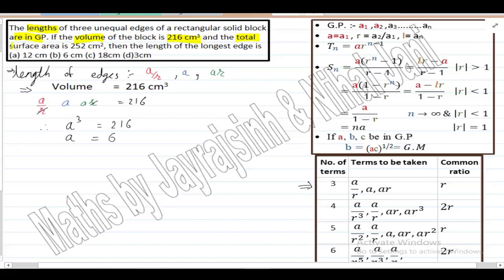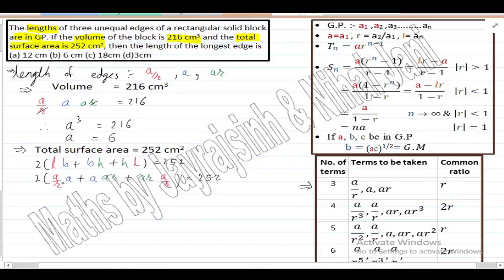The total surface area is 252 centimeter square. So first of all, let's find the total surface area of the cuboid, which is equal to 2 times (L into B plus B into H plus H into L), right? So let's put the values of L, B and H and we will get 2 times (a by r into a plus a into ar and ar by r), right?